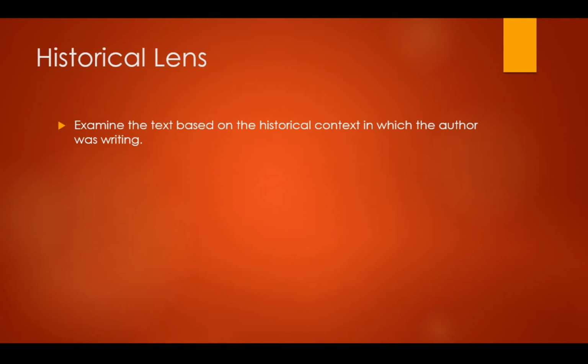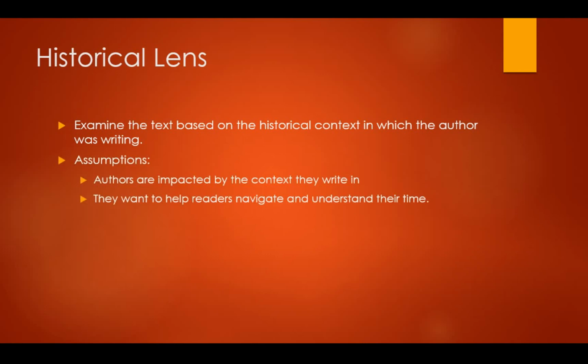If we were examining that using the historical lens, we're going to look at the time Miller was writing in rather than the time the actual story was set. So you have to do some homework on your author for this one. There are some assumptions. The first is that authors are impacted by the context they write in. So authors will have a reaction to what's going on. Arthur Miller's reaction was to the Red Scare.